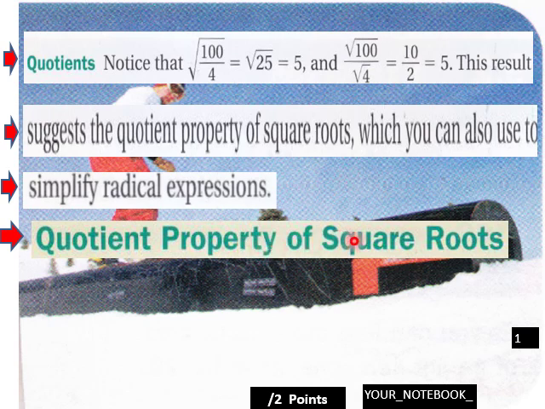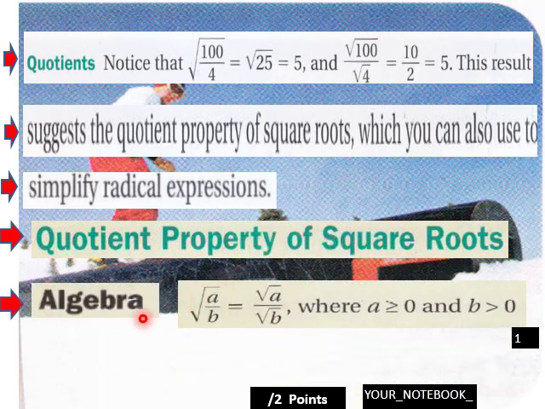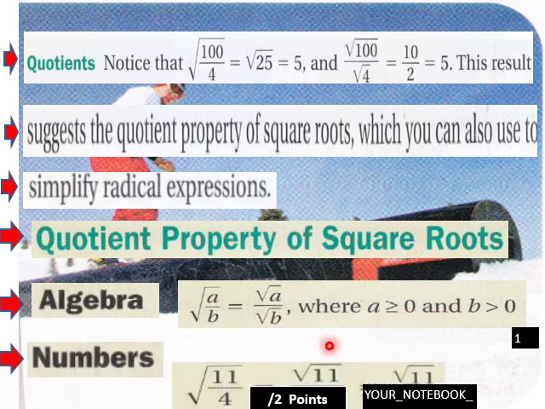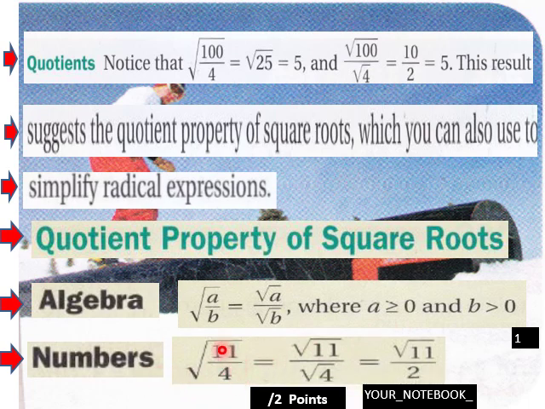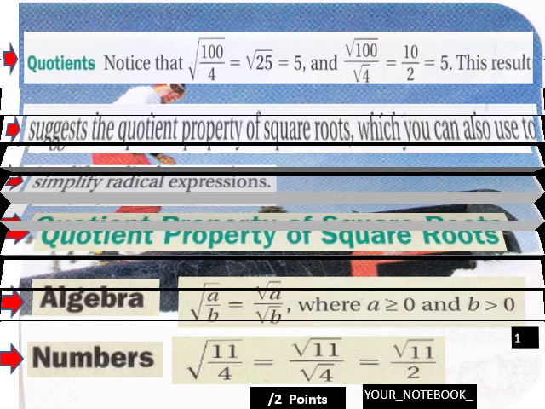Quotient property of square roots. So the algebra for that would be the radical a over b would be the same thing as radical a over radical b, where a is greater than or equal to 0, b is greater than 0. And then we plug in numbers here. Radical 11 over 4 would be radical 11 over radical 4, which would be radical 11 over 2. So there is your quotient property of square roots.